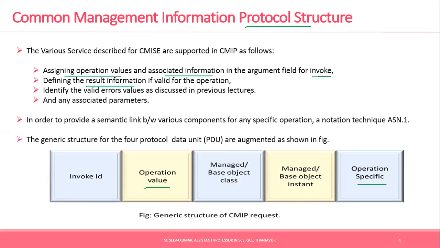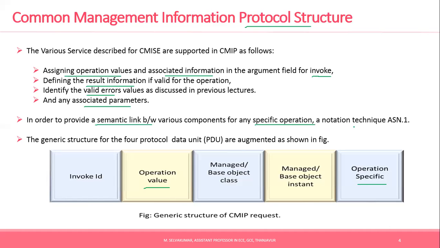In the previous lecture, we discussed the common management information service element errors. There are several errors we discussed there. Those errors will be identified whenever the operation request is not satisfied by the managed objects, or an indefinite event is requested. Also, any associated parameters provide a semantic link between various components of any specific operation.